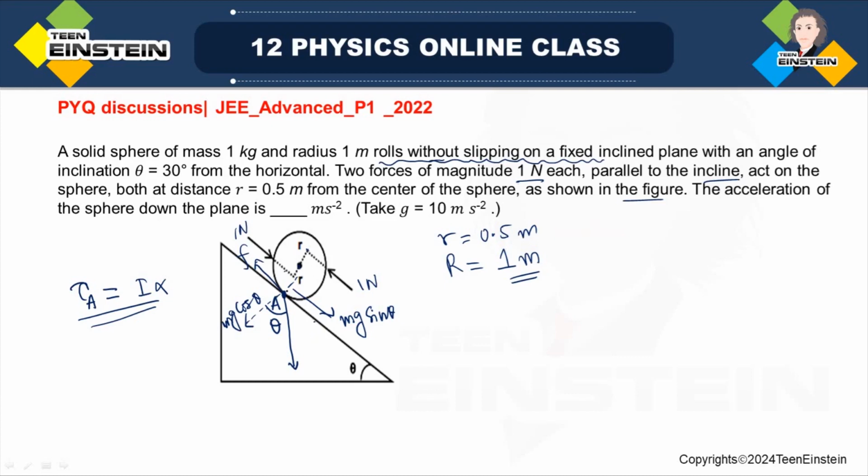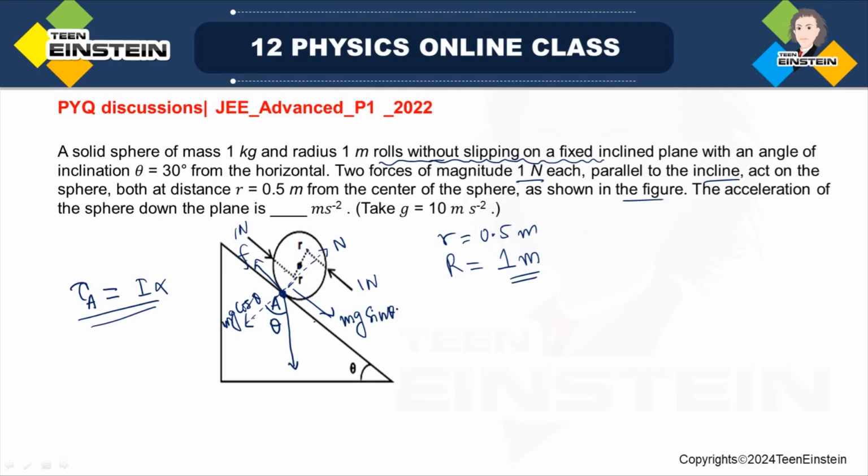Alright, now see this mg cos theta will be cancelled out by the normal force offered by the inclined plane. So see this frictional force and mg cos theta, they are actually passing through the point A itself. Therefore I cannot get any torque due to these three forces, okay. I'll not get any torque due to these forces.